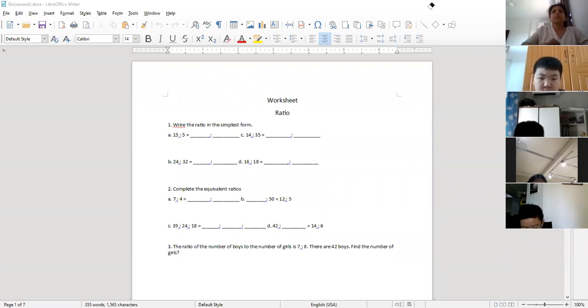Okay, grade six. Started recording. Today we are going to do a worksheet on ratio. We are done with how to simplify the ratio, how to write the ratio in the simplified form, and what are equivalent ratios. We have already done them, so this is just a quick revision. Let's see how we will do it.